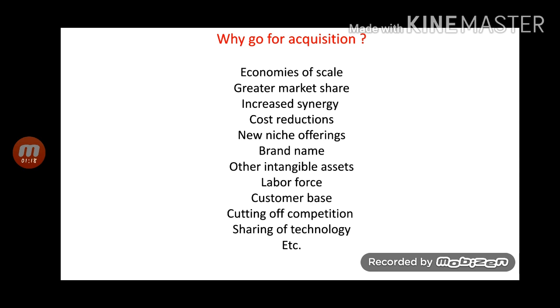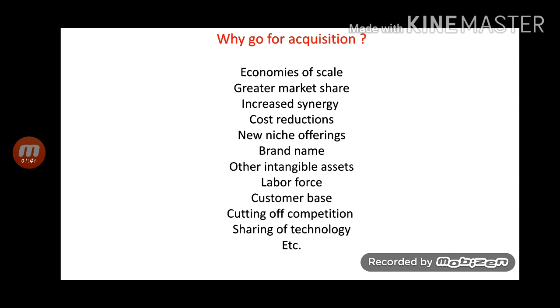There are a lot of reasons, as you can see on the screen. Economies of scale. By expanding the business, businesses can achieve economies of scale in production. When they are producing on a large scale, the cost will automatically decrease.